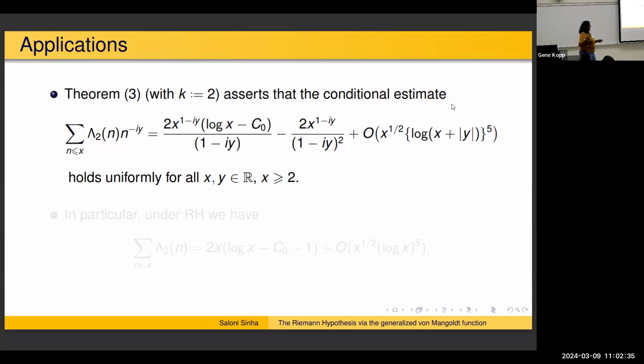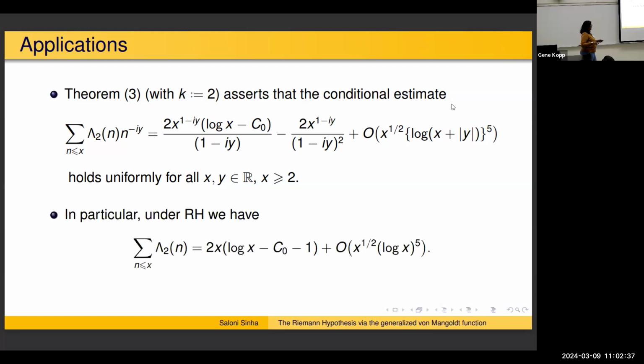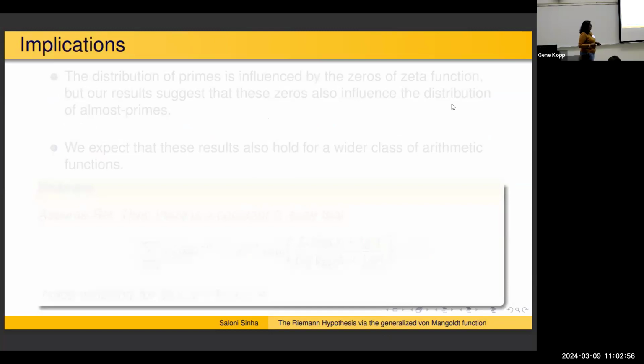And if you plug in y equals 0 under RH, this is the estimate we get. And again, it has a nice form. I didn't mention this before, but I know the c naught was there in a few of these examples. c naught is just the Euler-Mascheroni constant. Okay, so a few implications of this result.